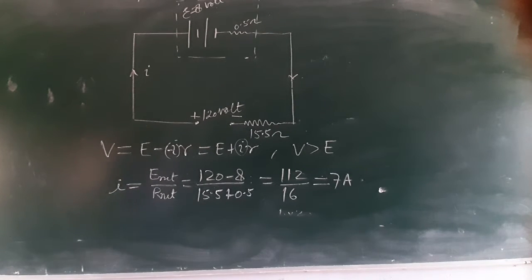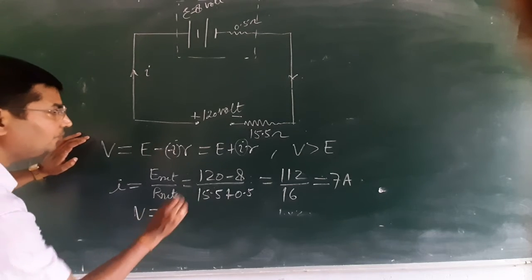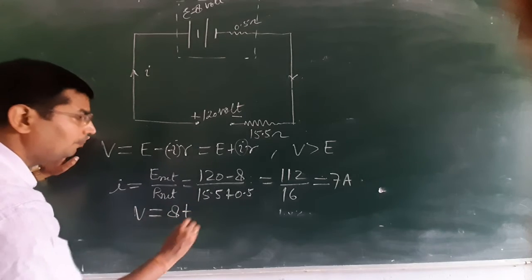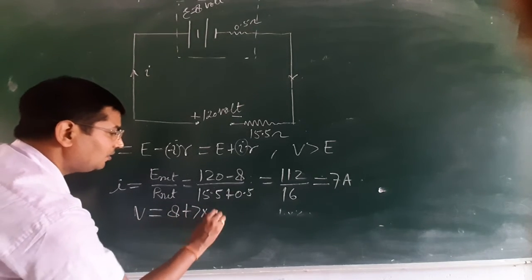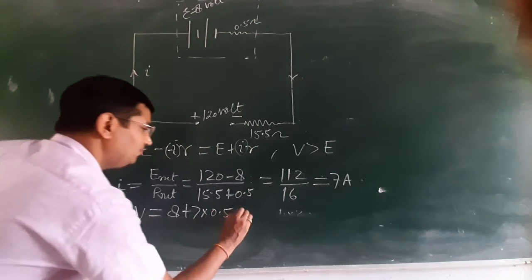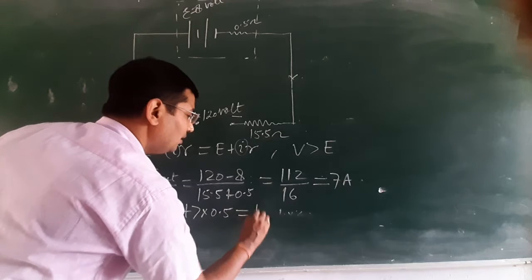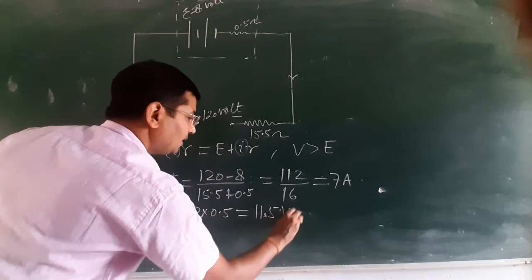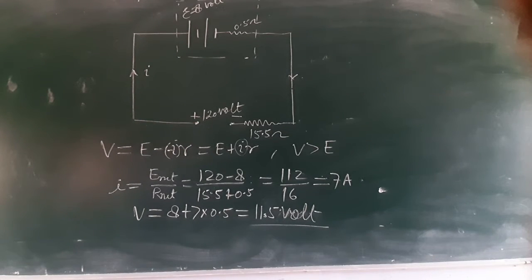in this circuit. Therefore, what about terminal potential difference? V is equal to E plus IR. E is given 8 volt plus current is 7 and internal resistance is 0.5. Therefore, it will be 3.5 plus 8, means 11.5 volt. This is the terminal potential difference.